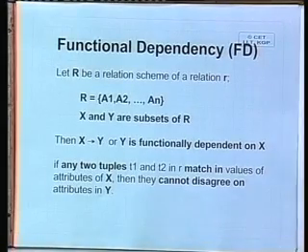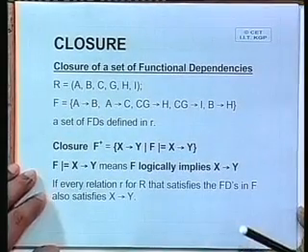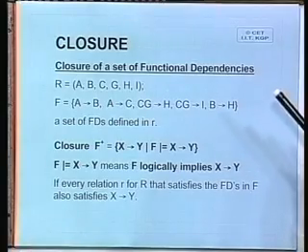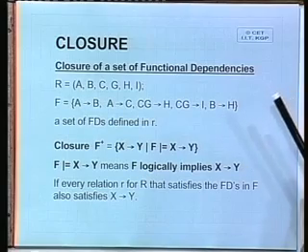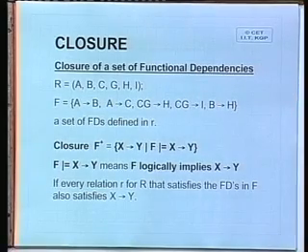With regard to functional dependency, there is another property which is related to closure, that is called closure. So, closure of a set of functional dependencies. It is something like this, that you have, let us say, in a relation schema, a set of functional dependencies which are defined.